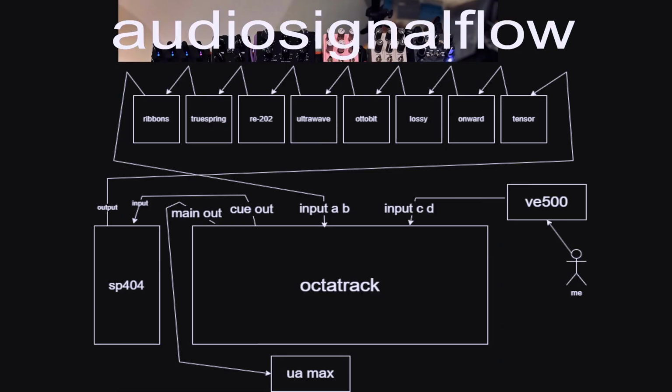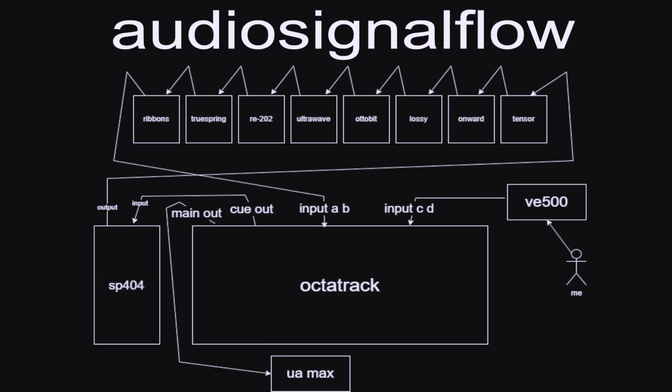Signal flow. Let's close that. So signal flow. We're coming out of the Octatrack into the UA Max. That's from the main outs. The UA Max is the end of chain mastering. So 1176 into a LA2A, and then that goes back into the DAW. Or if you want to send it to the stage, however this setup is.